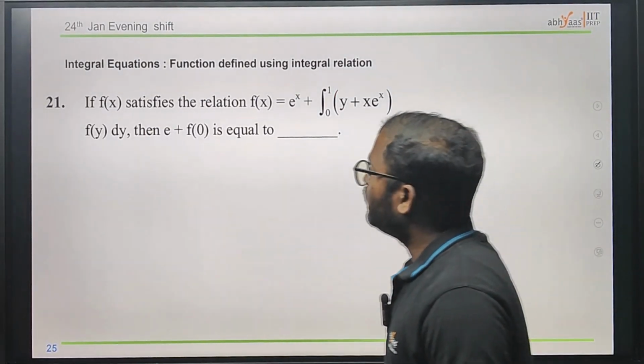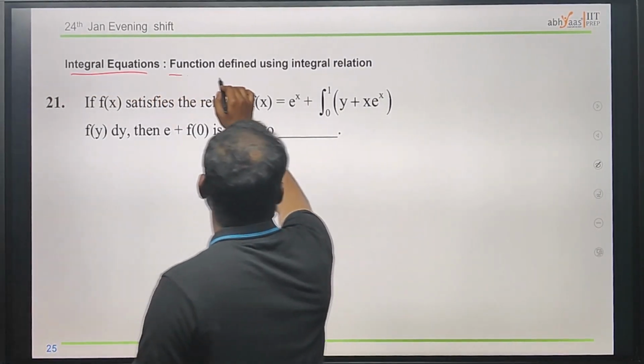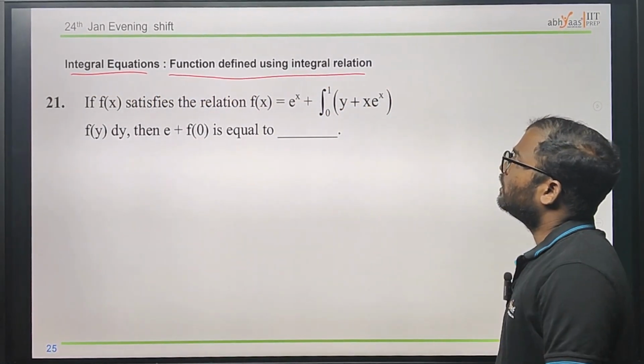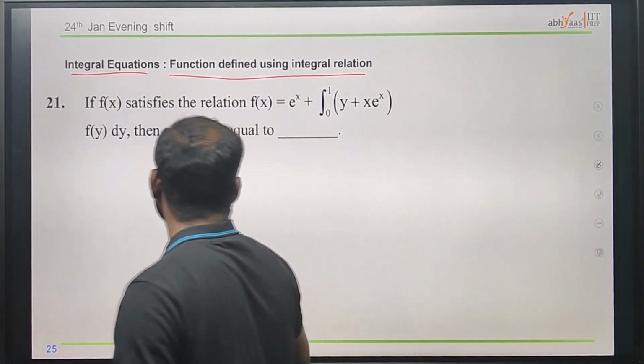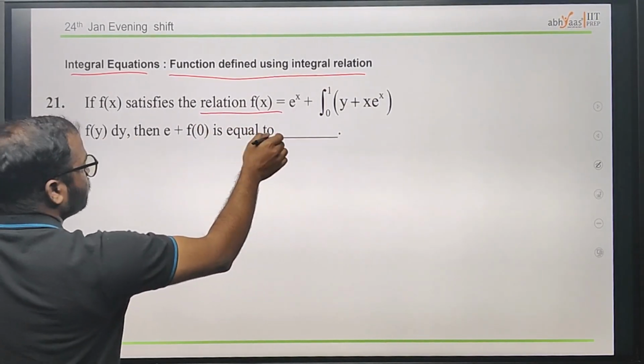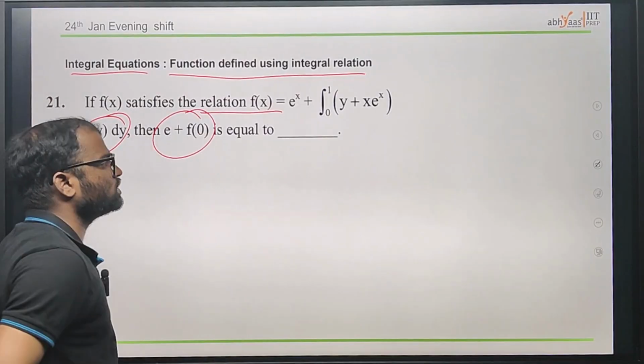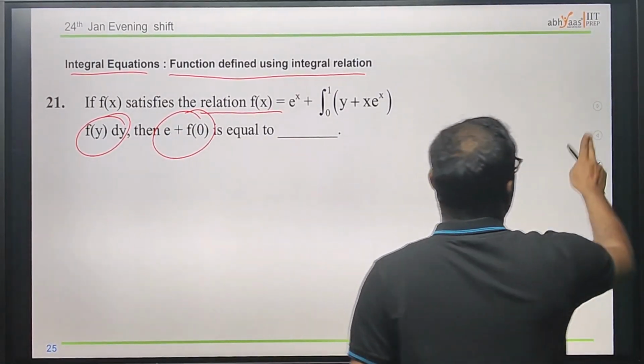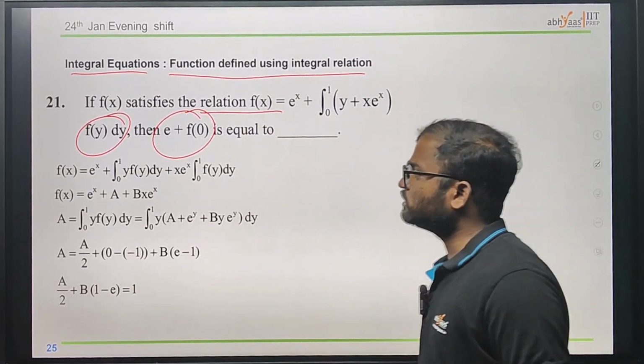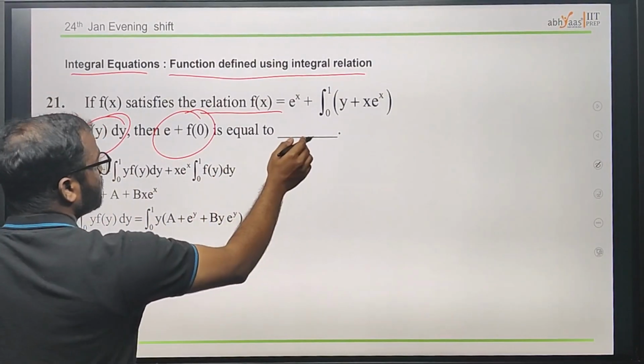Next question, integral equations, which is section B, functions defined using integral relations. If f of x satisfies this relation, after this we need to check e plus f of 0 is equal to what. We need to check the numerical value of this. So firstly just proceed with the function and the integration we have.